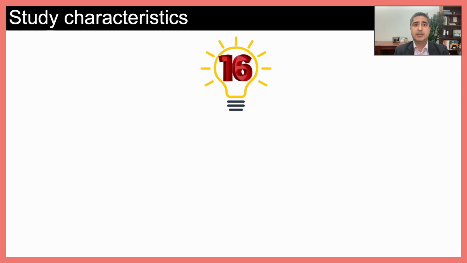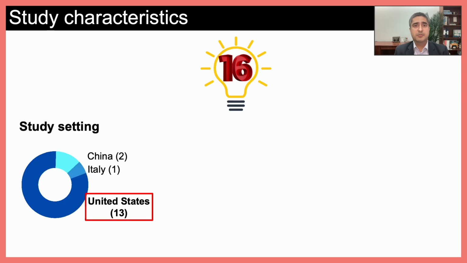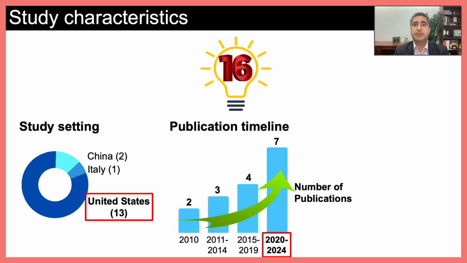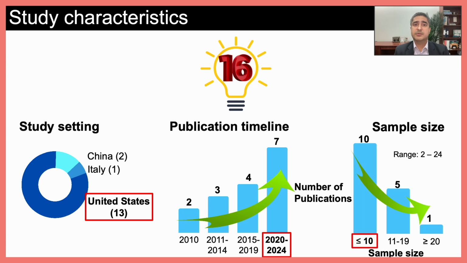16 studies met inclusion criteria. Most studies were based in the United States, with all studies published in the past 15 years, with an increase in publications in the past 5 years. Studies were consistently underpowered, with most studies including fewer than 10 participants with CP.